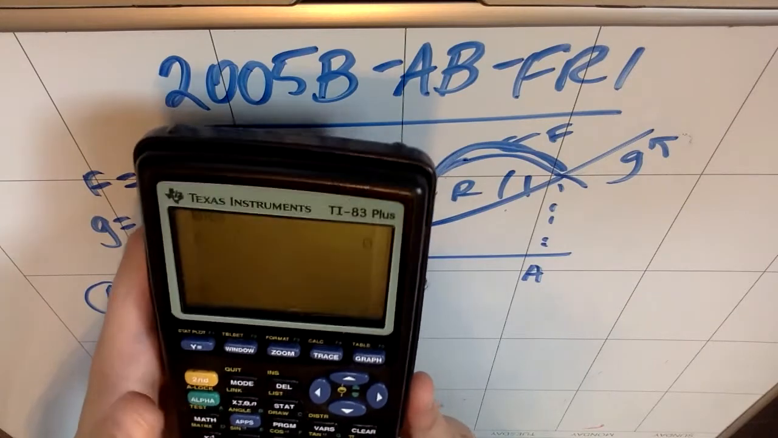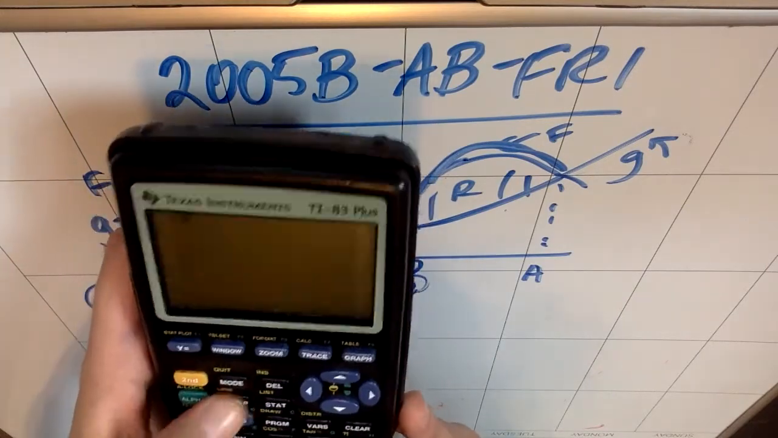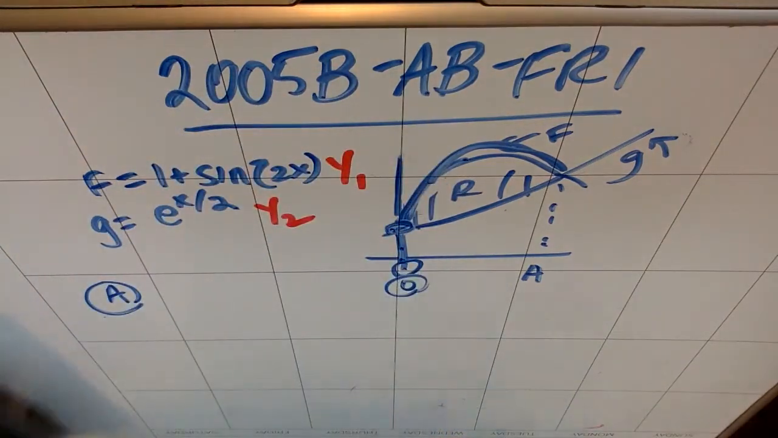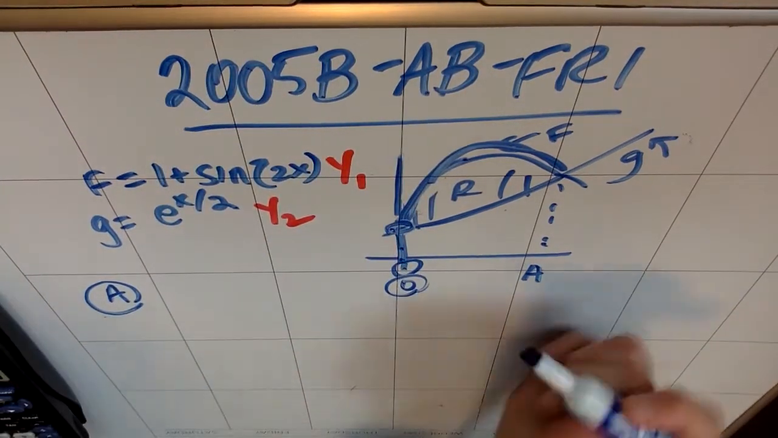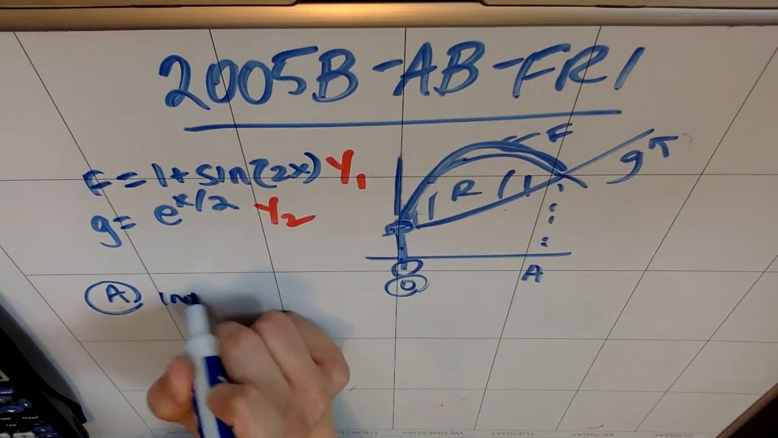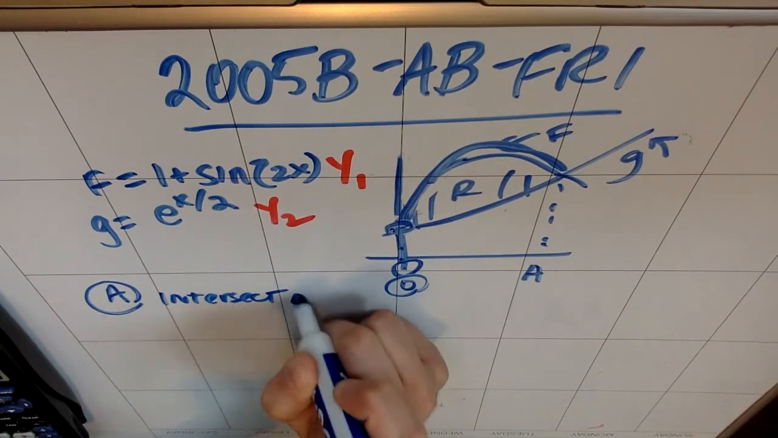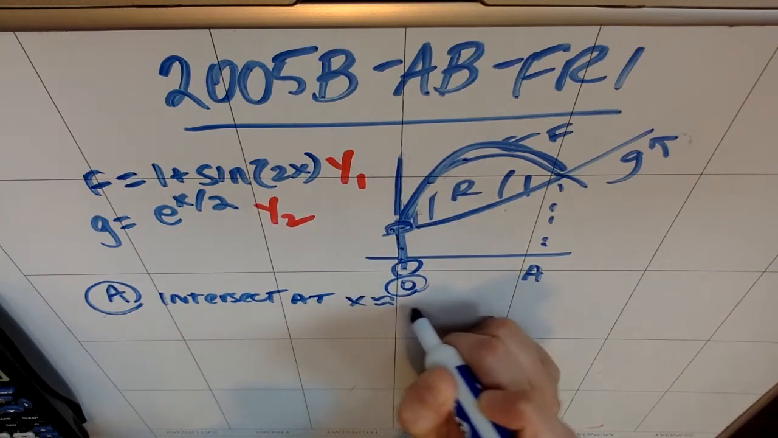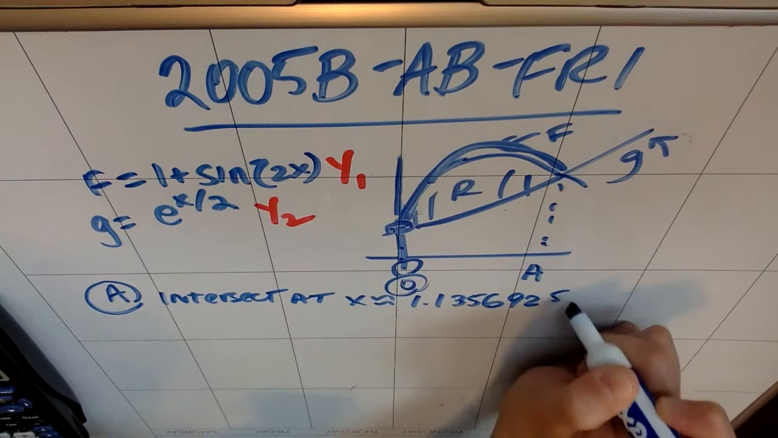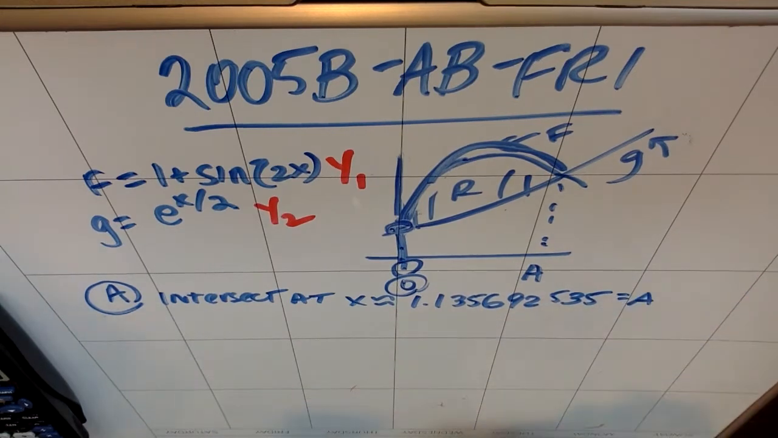And when I do that and hit x, it's going to give me that value right there, and I'm going to store that as alpha A. I'm going to note that on my paper. I'm going to write just once that these guys intersect at x is approximately 1.135692535, which I'm going to call A.